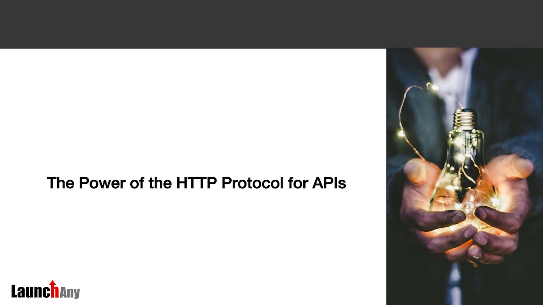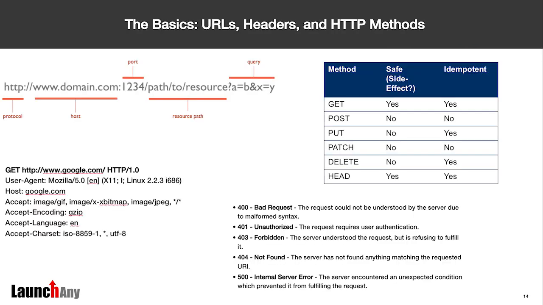Here's what we really love to depend on from HTTP, and I think it's important to remind ourselves of this. We have URLs that allow us to define resource paths. We have verbs that allow us to tell the server how we want to interact and what kind of safety and idempotence guarantees we need between the client and the server.